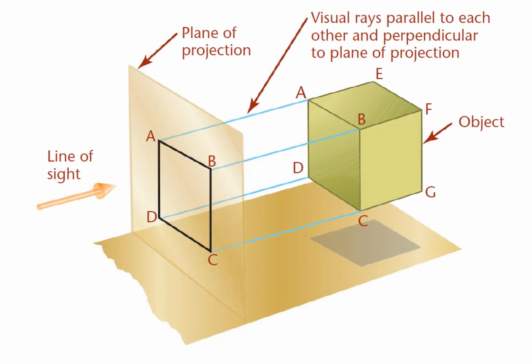Then again, this is another type of orthographic projection with which you are familiar. In this case, this is also a parallel projection, but it is also orthographic, because the lines of sight and the plane of projection make a 90-degree angle with each other. This is a projection technique with which you are familiar, and you have already practiced this a lot in your engineering drawing lab.